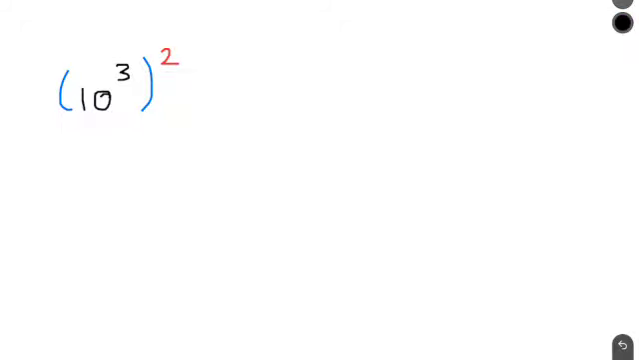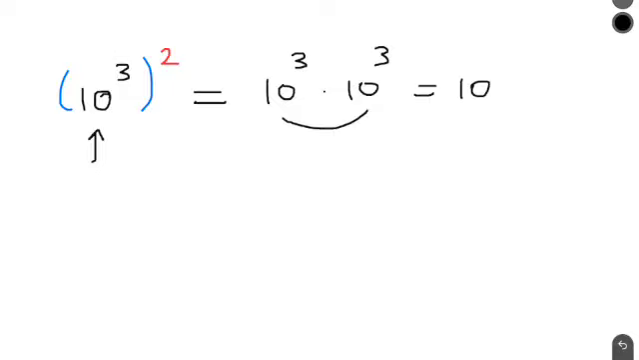So in this instance, what we would have is equal to 10 to the power of 3 times 10 to the power of 3. Why? Because it's 10 to the power of 3 multiplied by itself, right? And we know when we multiply powers, all we're doing is adding the exponents, right? So it would be 10 to the power of 6.